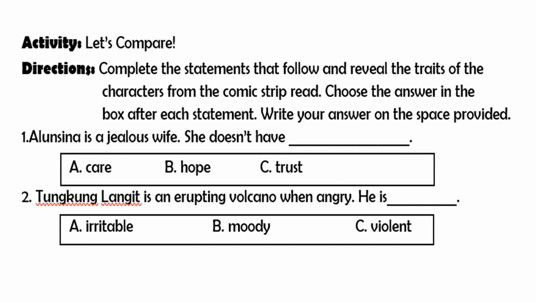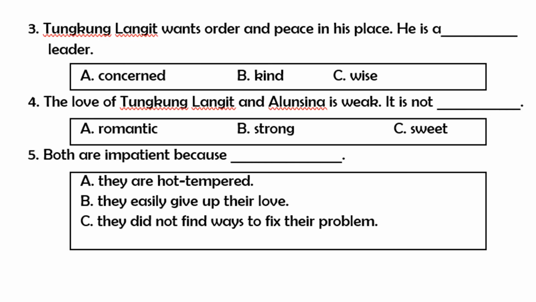Number 2. Tungkung Langit is an erupting volcano when angry. He is A. Irritable. B. Moody. C. Violent. Number 3. Tungkung Langit wants order and peace in his place. He is a blank leader. A. Concerned. B. Kind. C. Wise.